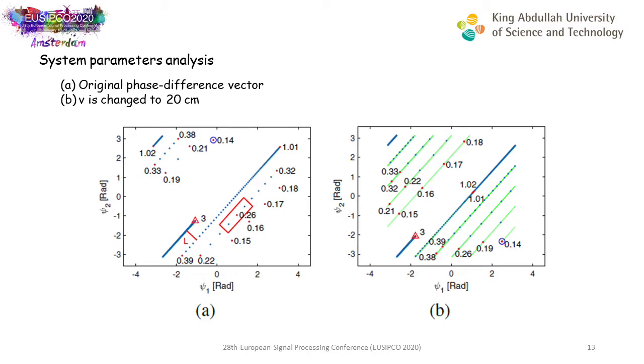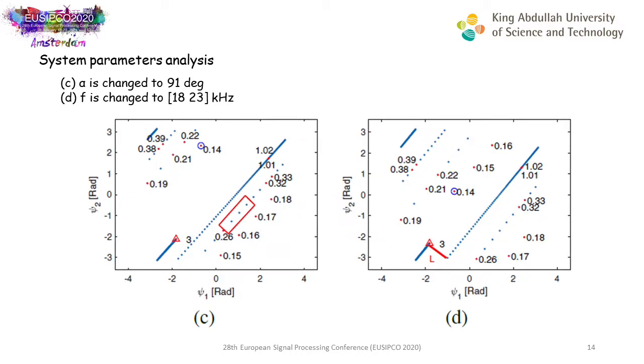This is also easy to understand intuitively because the setup tends to be a far-field model when R is large. In figure B, a large V will make the candidates sparse. It indicates a better result based on our previous conclusion. In figure C, if we change alpha to 91 degrees, the locations are shifted compared with figure A, and hence error occurs. In figure D, if we choose f as 18 and 23 kHz, a large distance L between two lines is shown, giving better performance.